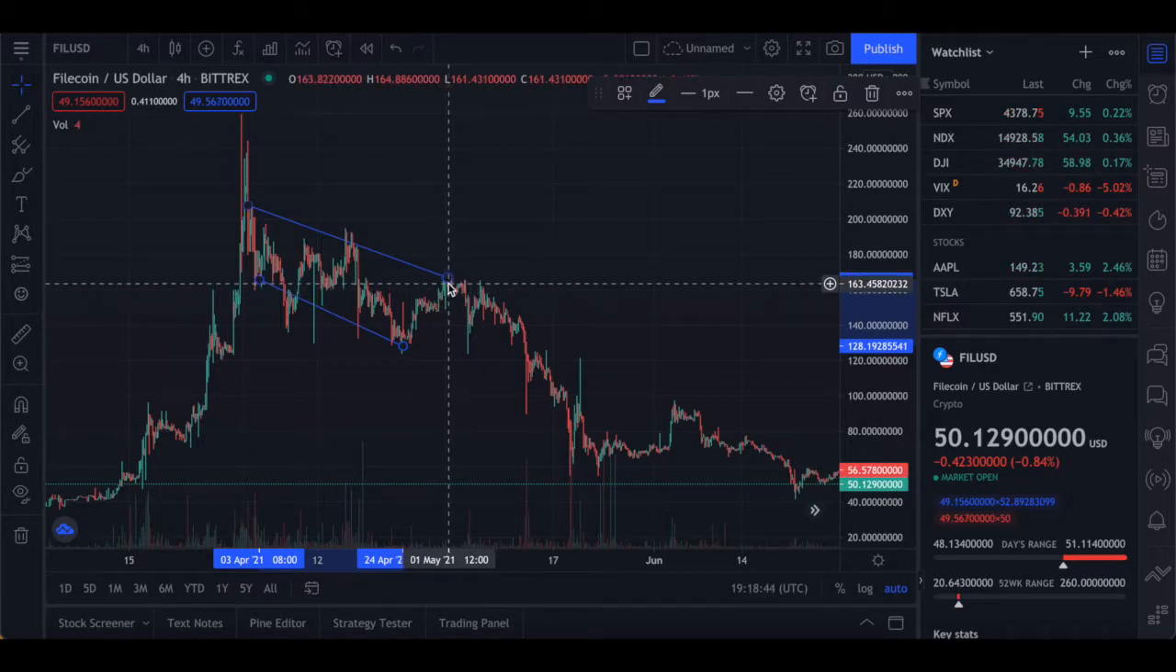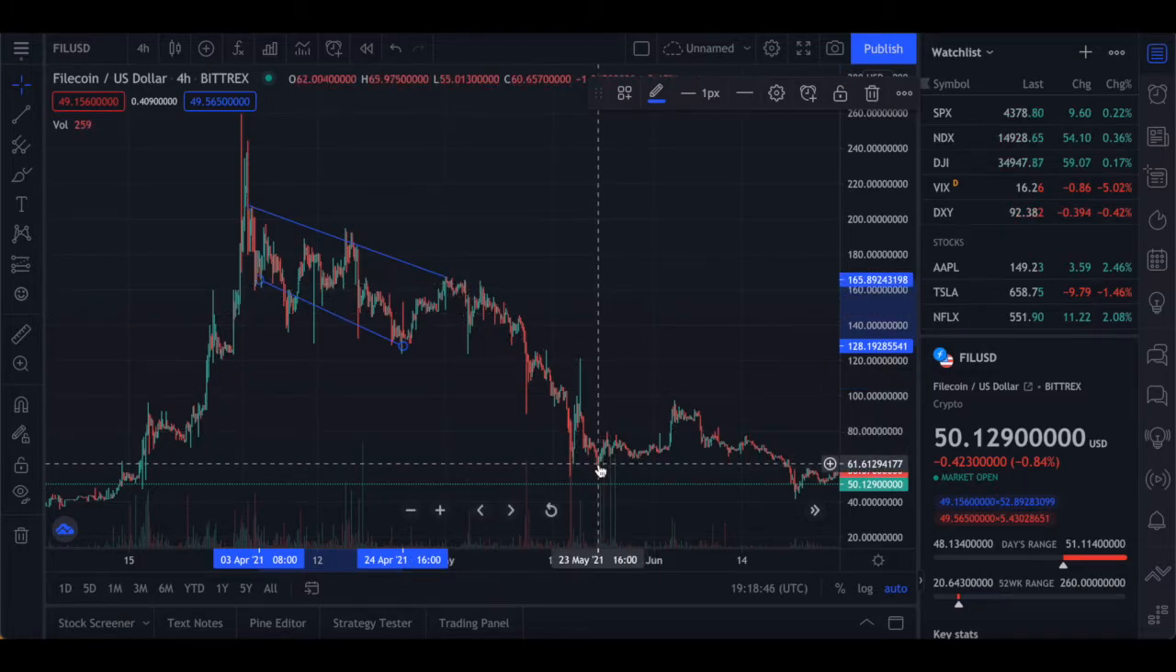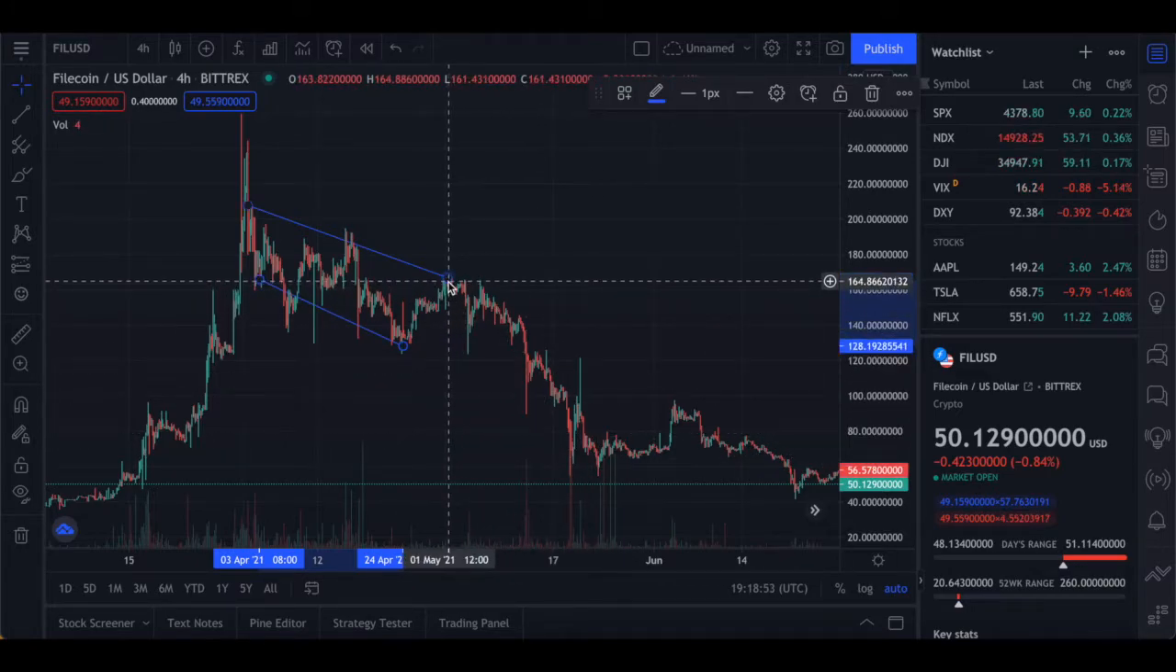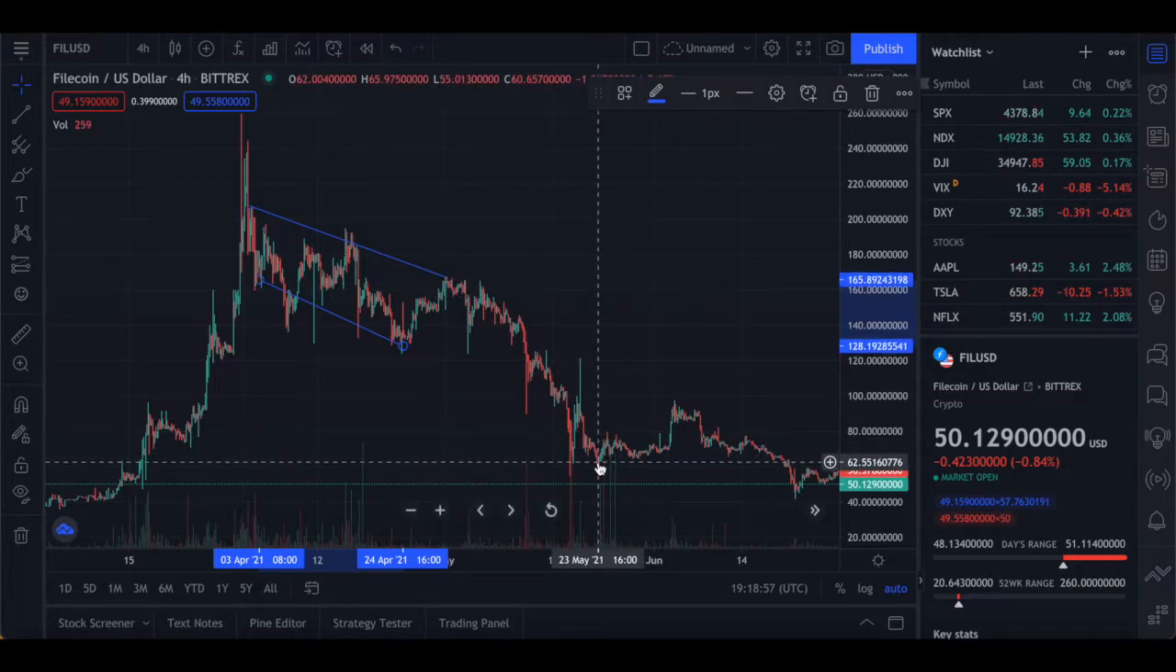After that, what we saw was just a plummet. It just plummeted all the way down to around $64. Can you imagine that? And this is from $164, and it just goes down to around $64.